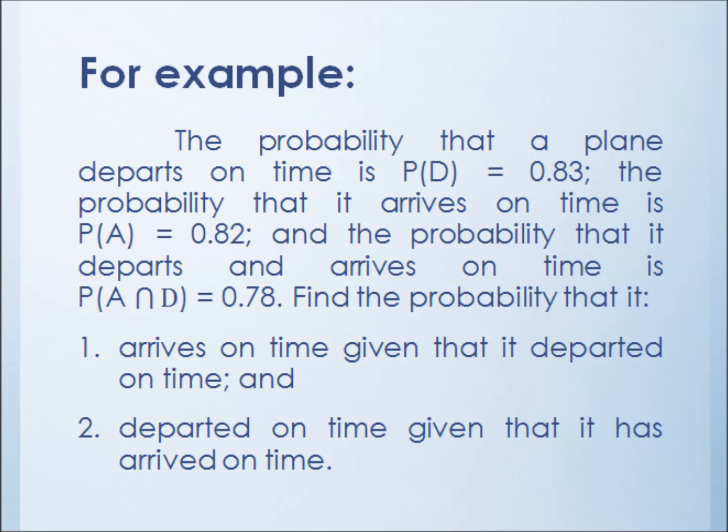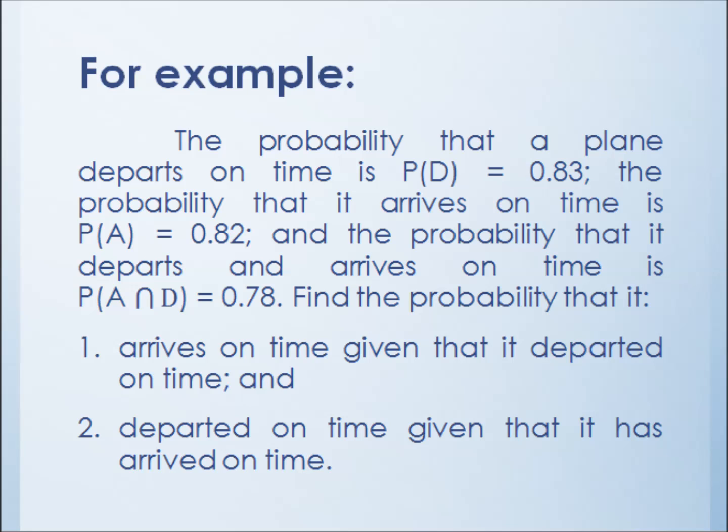The probability that a plane departs on time is P of D equals 0.83. The probability that it arrives on time is P of A equals 0.82. And the probability that it departs and arrives on time is P of A and D equals 0.78. Now, let's find the probability that number 1, it arrives on time given that it departed on time, and number 2, it departed on time given that it has arrived on time.